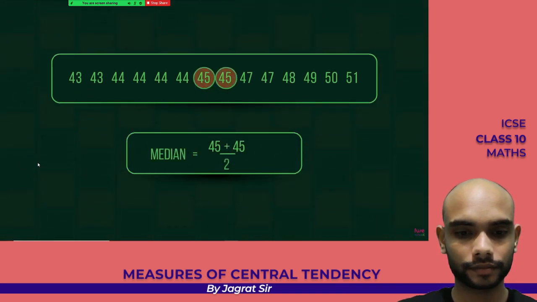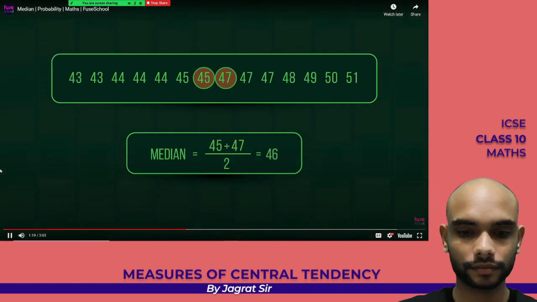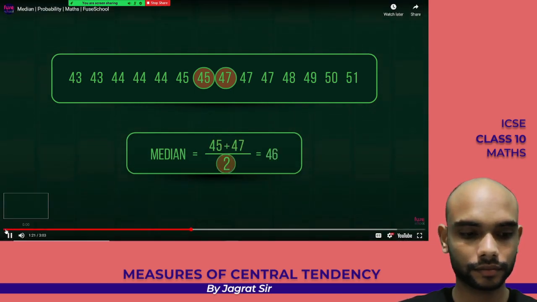Here it's easy because they're both 45. But say we had met in the middle at 45 and 47, then halfway between those is 46. You add them up and divide by 2.